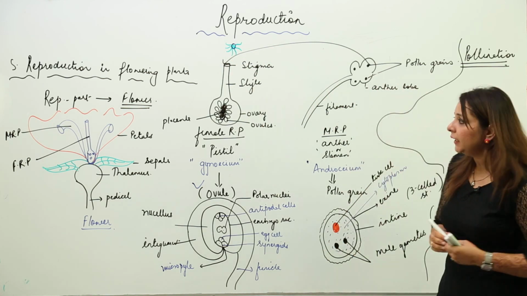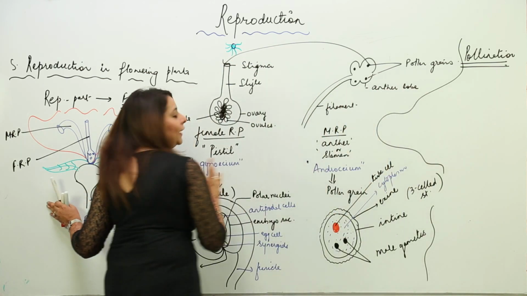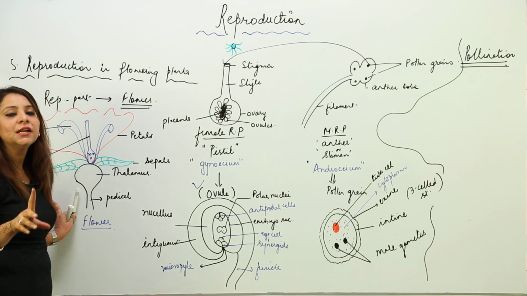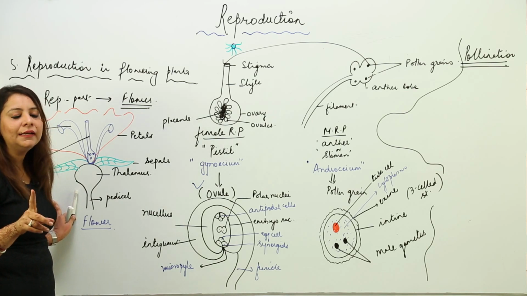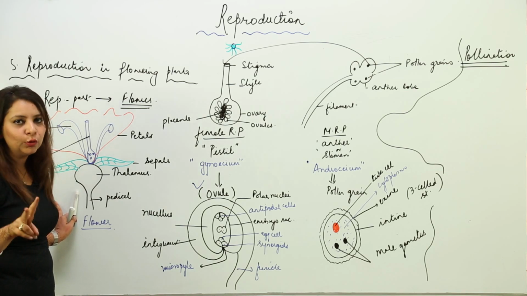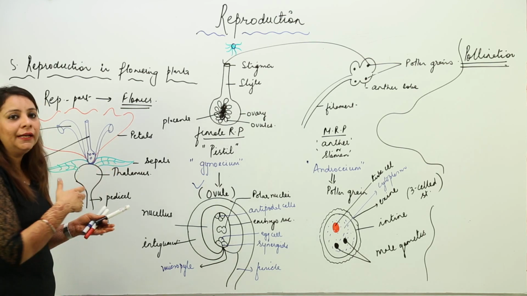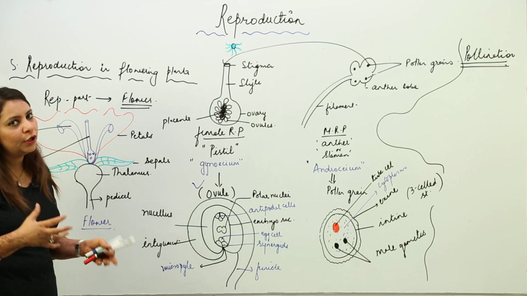Then what happens? We know that we have 2 kinds of flowers. Unisexual flowers have only one sex in them, and bisexual flowers have both the sexes in them. So depending upon that, the pollination can be self-pollination or cross-pollination.